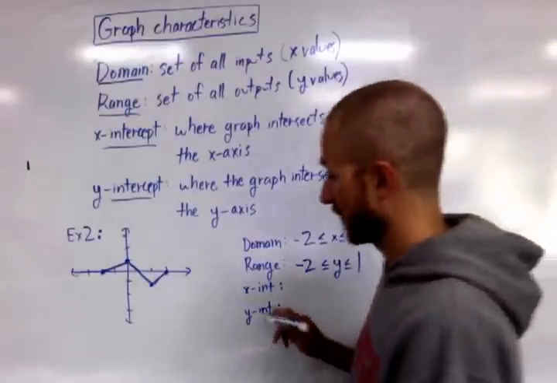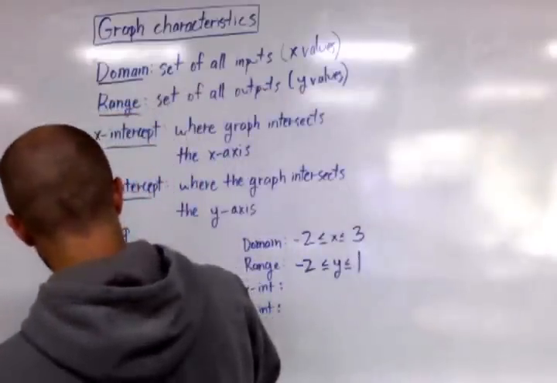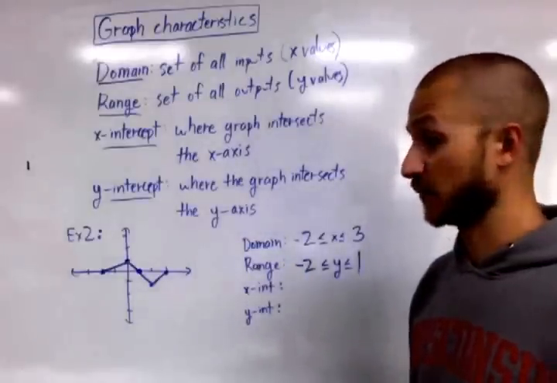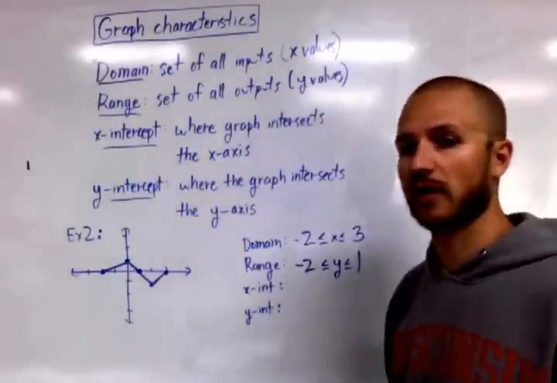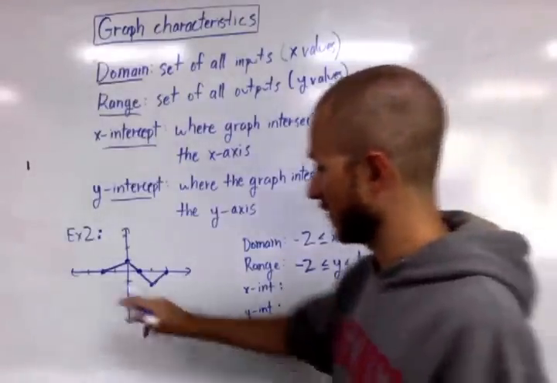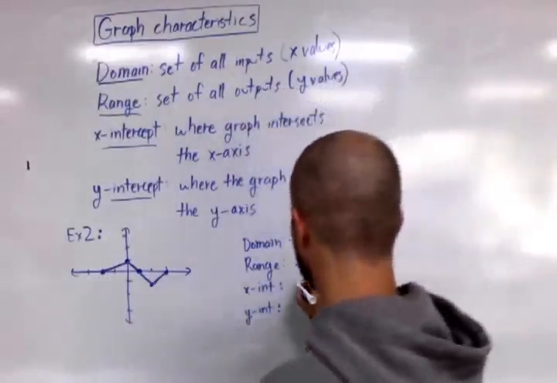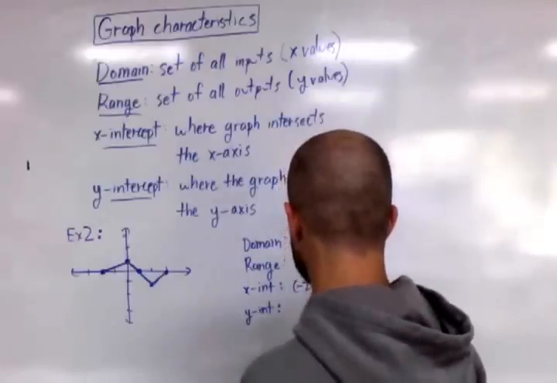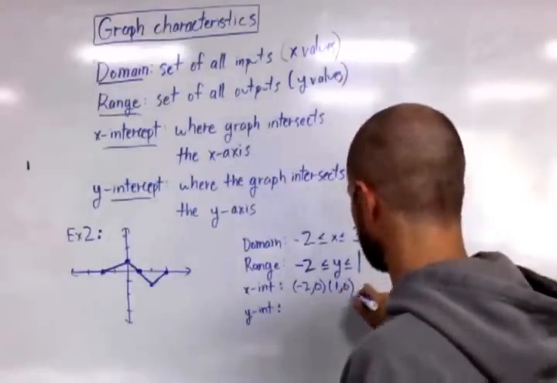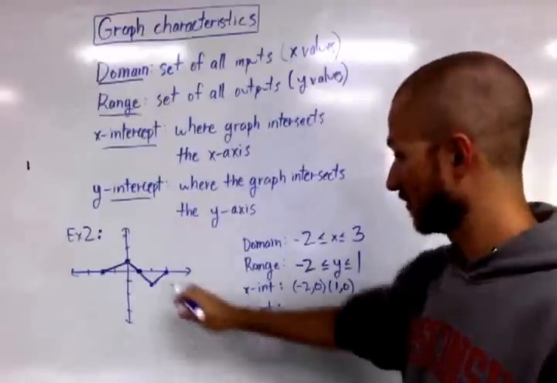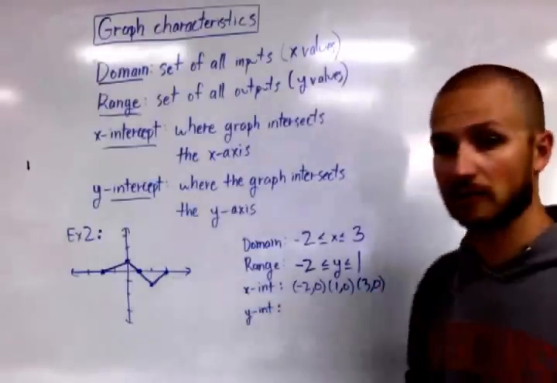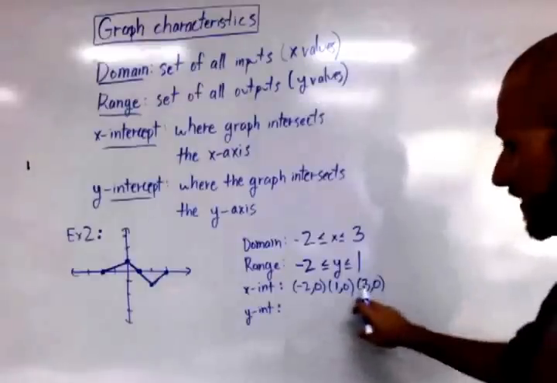So x-intercept, I count 3 of them here, okay? And we can have multiple. We can have none, we can have lots, we can have 1, all kinds of different cases. You just have to look at the graph that you're given. So here I have (-2, 0). That's one of them. I have (1, 0). It's a second. And then I have (3, 0). Right, so my 3 different x-intercepts.